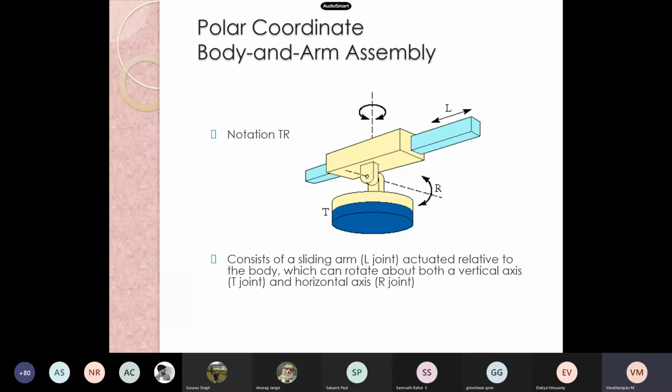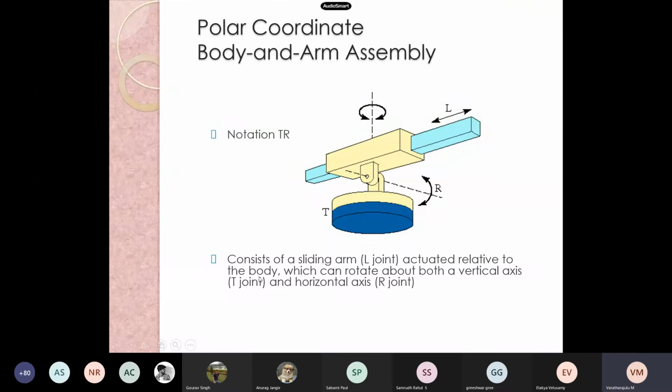Polar coordinate body and arm assembly. Here the entire setup has the notation T and R. There is a possibility of linear motion at the top, and here the axes are coinciding, but the rotation is possible in this way. Therefore we need to term it as R, that is rotational joint. Therefore the total notation for the setup is T and R.